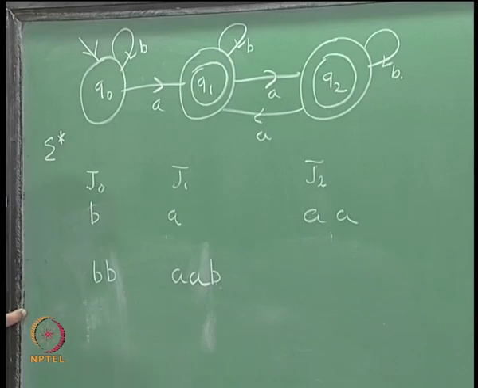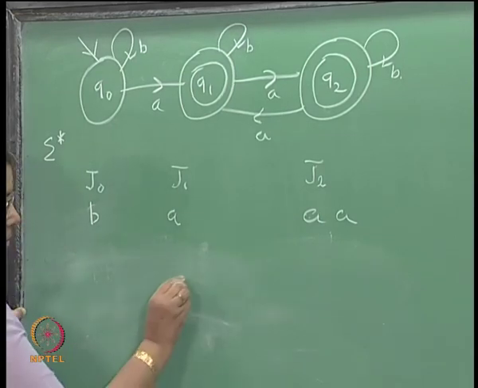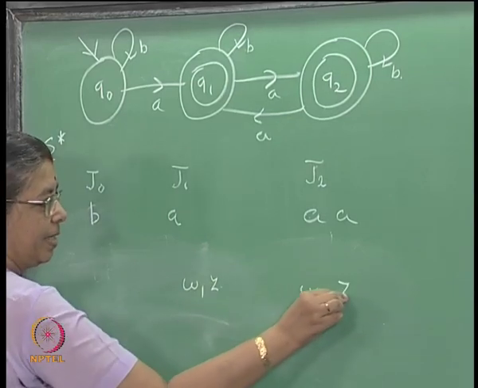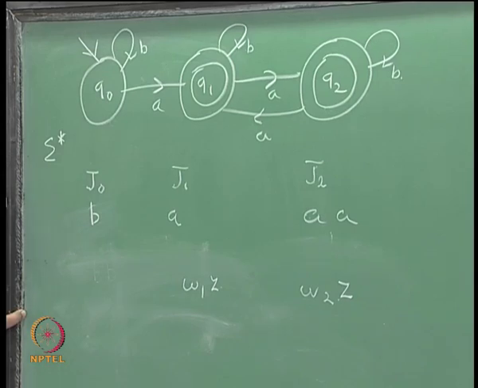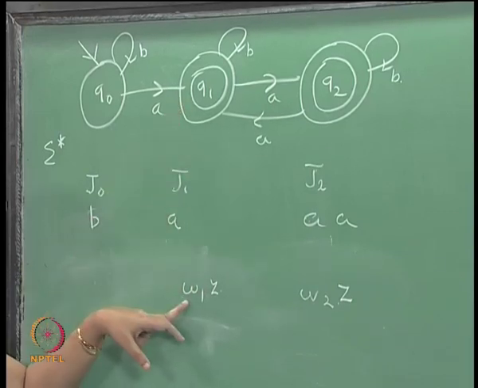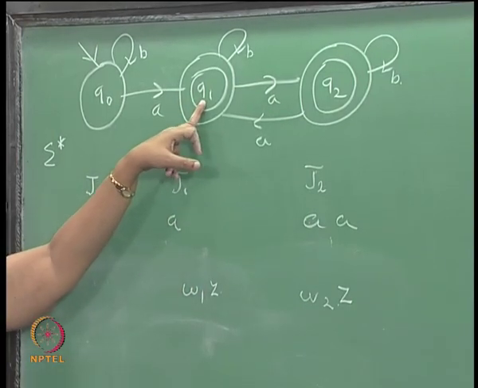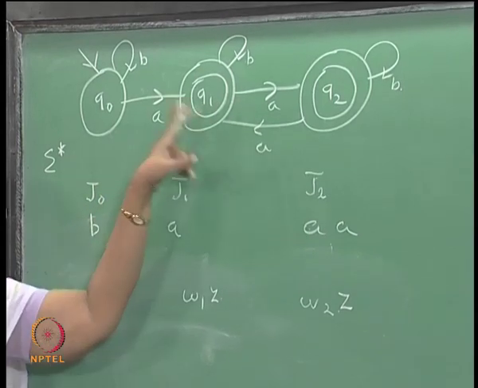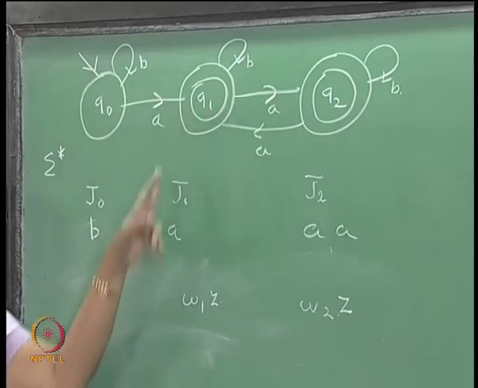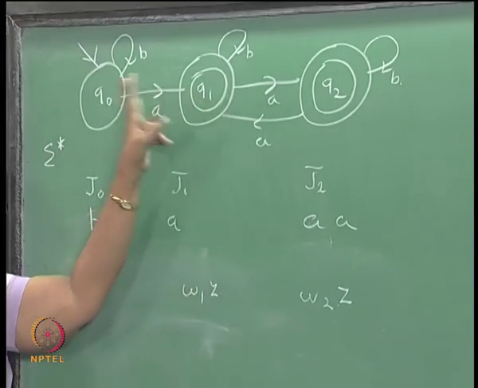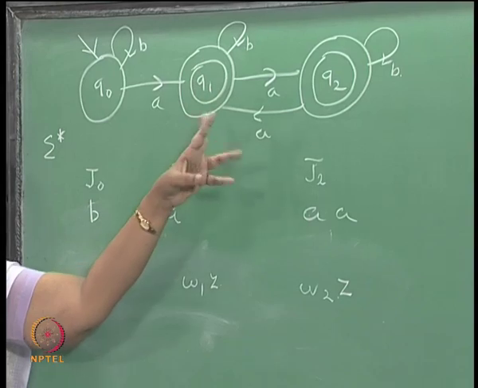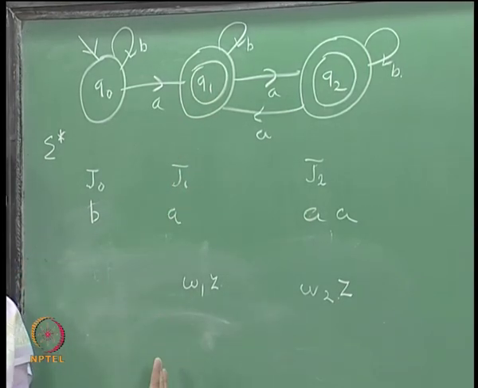Now, take 2 strings in J1 and J2, say W1 and W2, take any Z. After reading W1 you are in Q1. After reading Z, either you will be in Q1 or in Q2, you cannot go back to Q0, right. Whatever may be Z, after reading W1 you are in Q1, after reading Z again you will be in Q1 or Q2, whatever it is, W1 Z will be accepted.